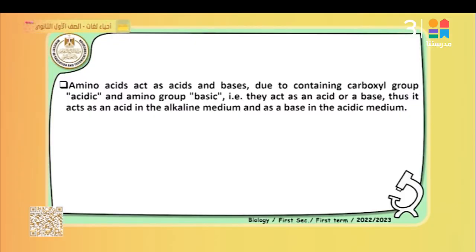In other slides, we focus on proteins: amino acids acting as acidic and basic. The structure means the essential structure of the amino acids. There are two functional groups, carboxyl and amine. The carboxyl group, COOH, represents the acidic part. The amine group represents the basic part. So the amino acid contains acidic and basic parts in its essential structure.